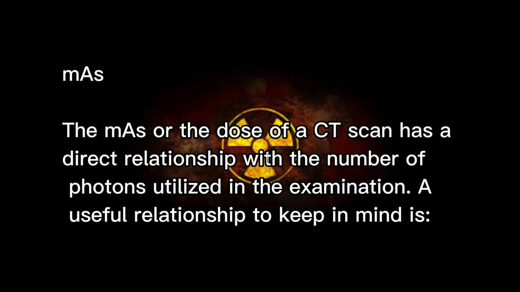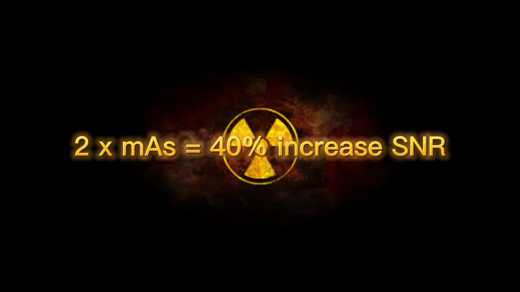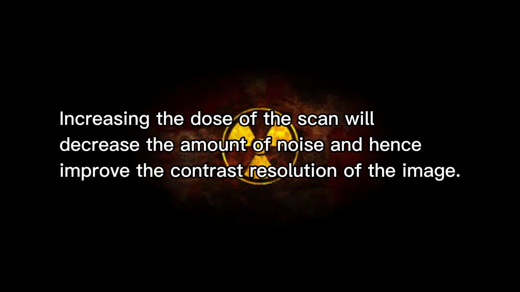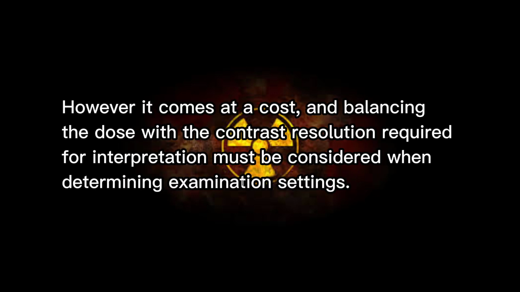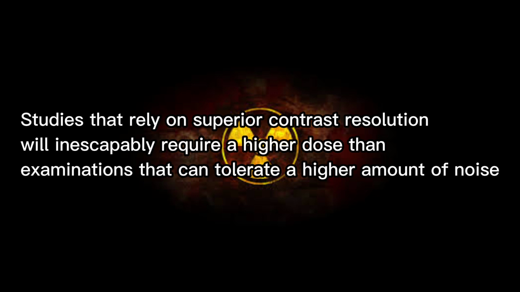The mAs, or the dose of a CT scan, has a direct relationship with the number of photons utilized in the examination. A useful relationship to keep in mind is that increasing the dose of the scan will decrease the amount of noise and hence improve the contrast resolution of the image. However, it comes at a cost, and balancing the dose with the contrast resolution required for interpretation must be considered when determining examination settings. Studies that rely on superior contrast resolution will inescapably require a higher dose than examinations that can tolerate a higher amount of noise.